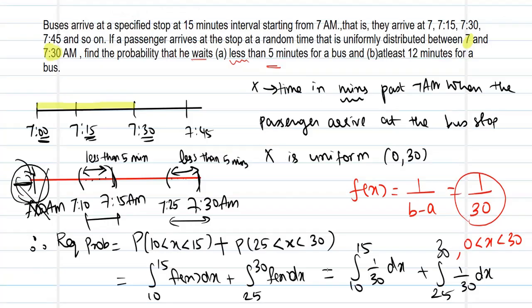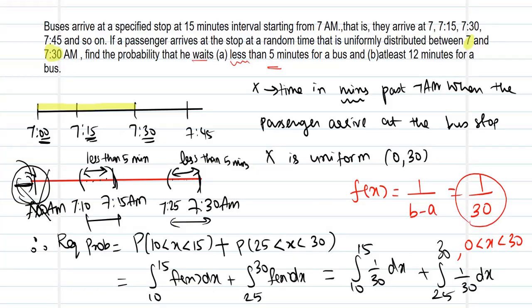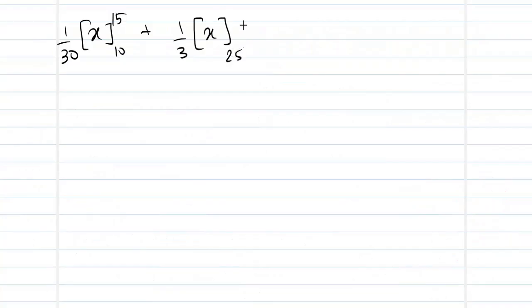1 by 30 comes outside as common. X is going to be the integration of dx between 10 to 15, so between 10 to 15, or again 1 by 30 times the integral of dx is x, between 25 to 30. So between 25 to 30.